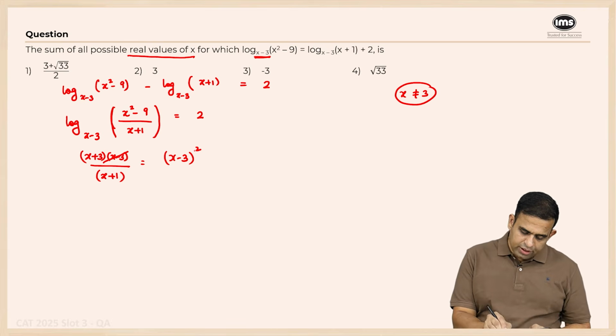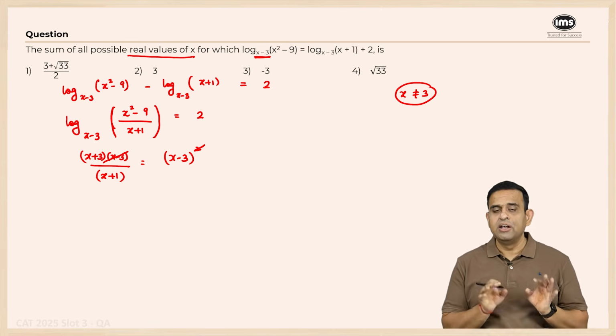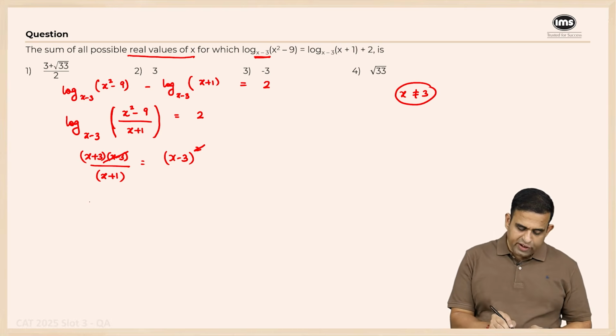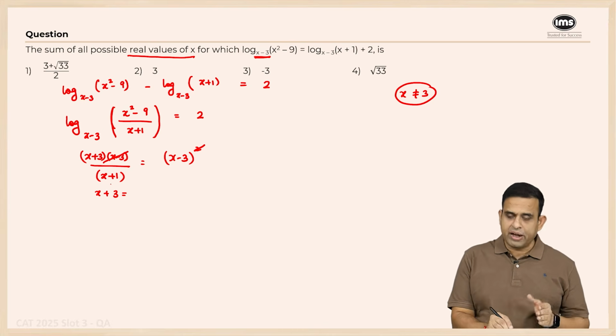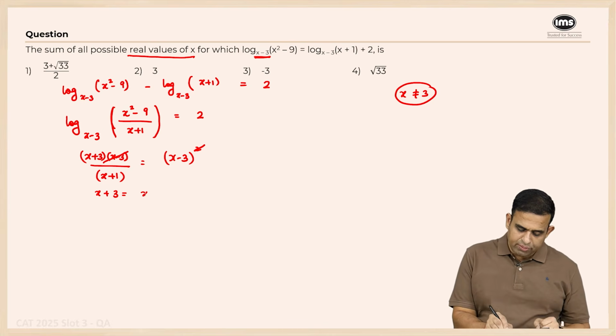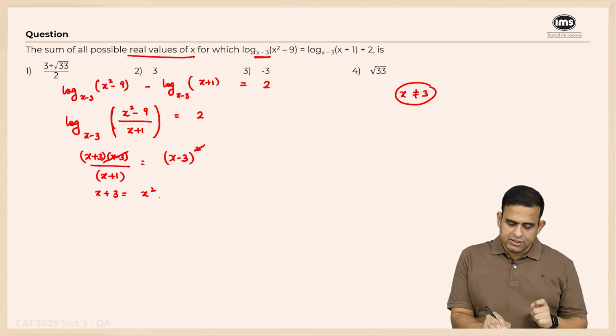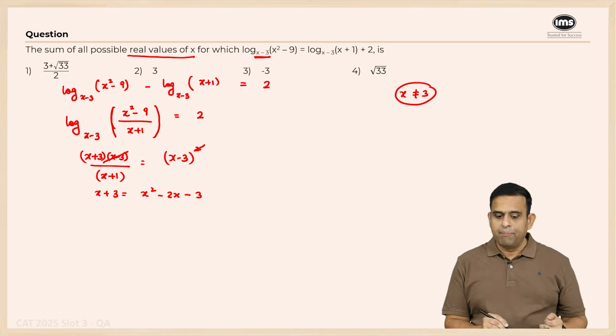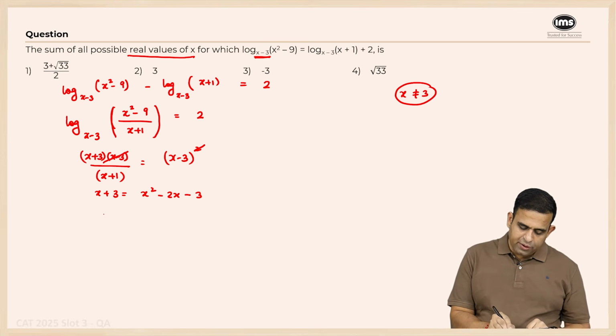So one of the terms can be easily cancelled as x should not be equal to 3. And then if I cross multiply, you will get x plus 3 equals (x minus 3) into (x plus 1), which becomes x square minus 3x plus x, that is, minus 2x minus 3. And then I get a quadratic, so x square minus 3x minus 6 equals 0.